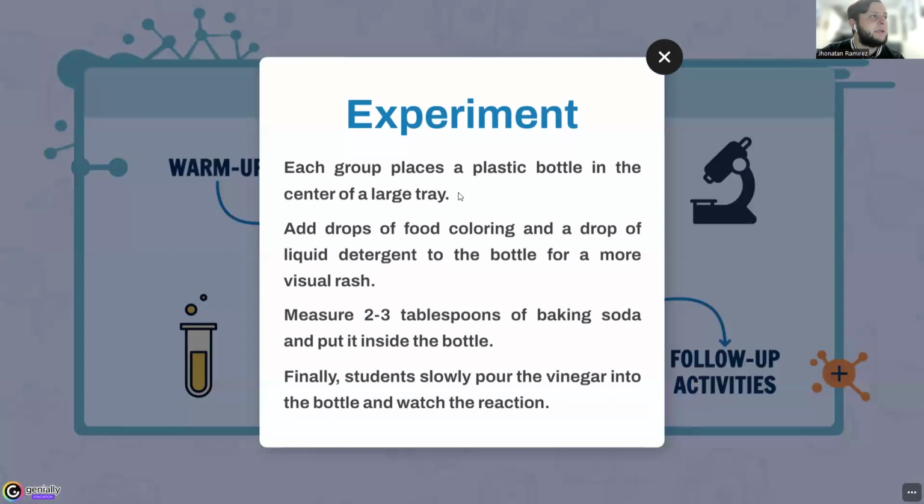In the main activity, the class will be divided into groups or into different couples, where each one of them will have a plastic bottle. They will have drops of fruit coloring. They will have baking soda or vinegar. And when they are mixing, for example, these kind of elements at the same time, they will have a reaction, they will have a result similar, for example, when a volcano explodes.